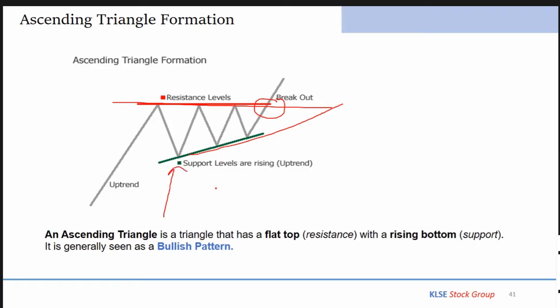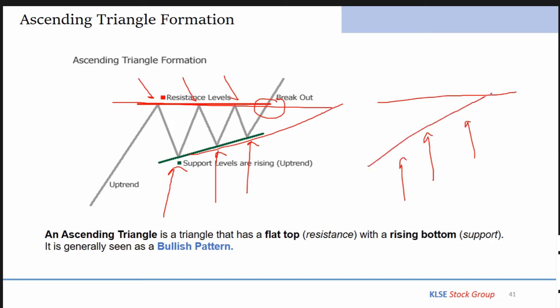You can see the lows are getting higher. It means the support is pushing up the lows. But the resistance, the top here, remains the same. That's a flat line. The buyers are pushing up the lows. That's why it creates a triangle like that. So if there's a breakout here, it's very strong and the price will eventually move up. This is called an ascending triangle.